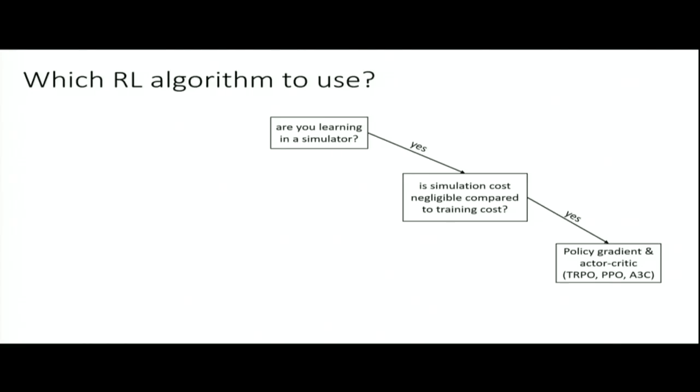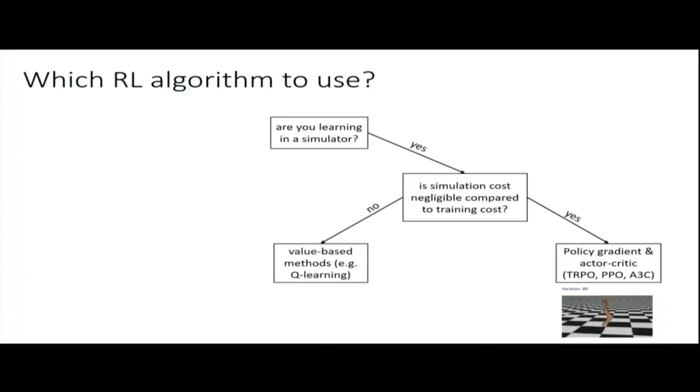If you're running in a simulator, but your simulator is not cheap, then, so this is an example of TRPO learning to walk in a simulator. If it's not cheap, then you might want to look at value-based methods, things like Q-learning, DDPG, NAF, double Q-learning, etc. Things where you need a substantial amount of experience, but you can still do off-policy learning using a replay buffer to improve your efficiency.